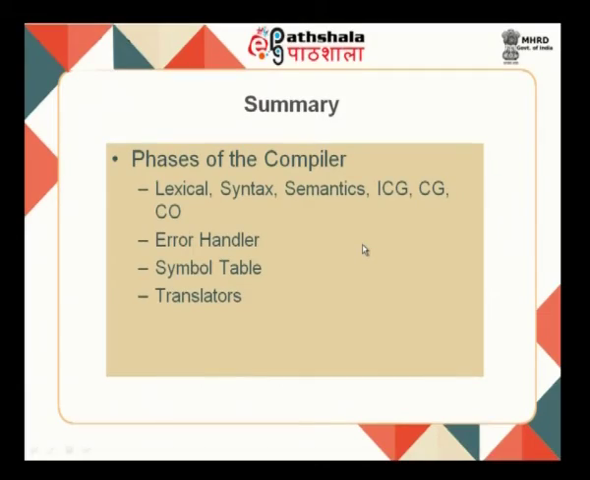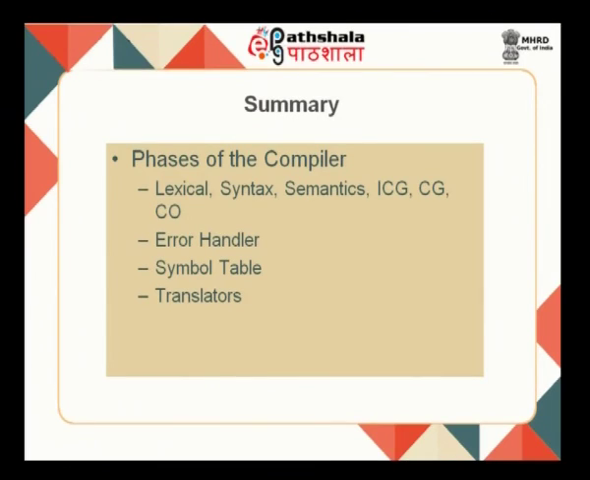So, to summarize, we have seen the phases of the compiler, where we looked at six phases: lexical, syntax, semantics, intermediate code generation, and finally code optimization. We also talked about the need for an error handler and the symbol table, and we also talked about translators, where we looked at interpreter and translator as two inputs. So, with that we have seen the phases of the compiler. Now, we will take an example and discuss that in the next module.